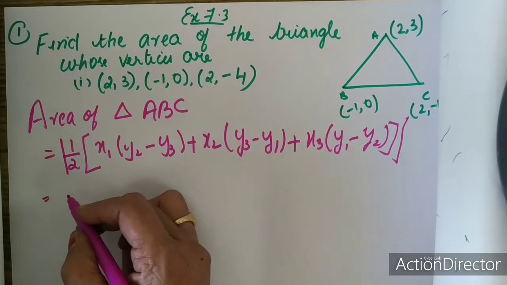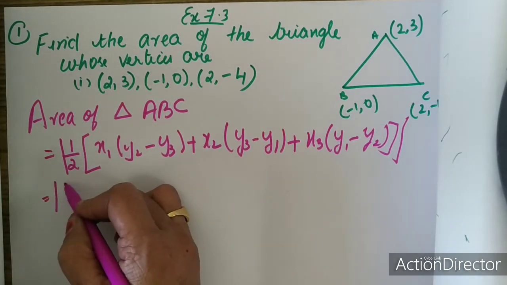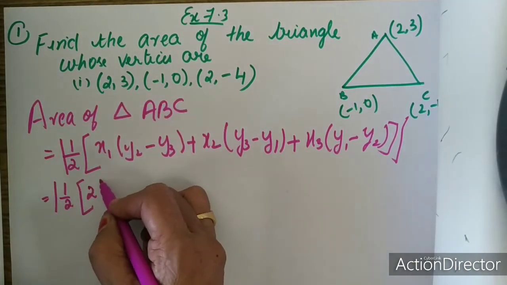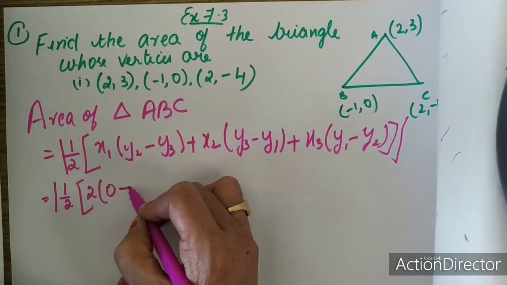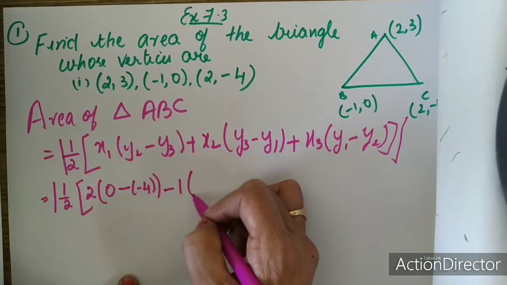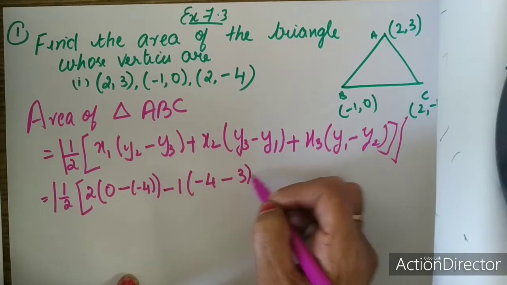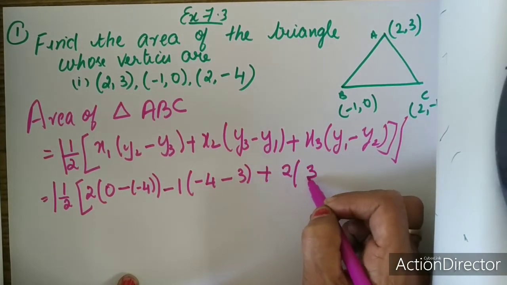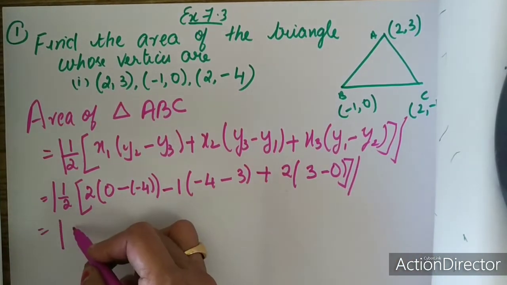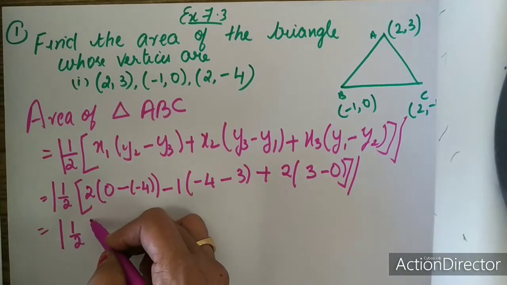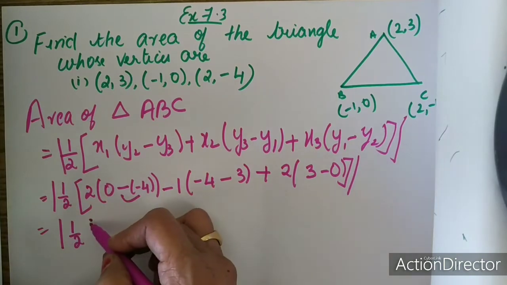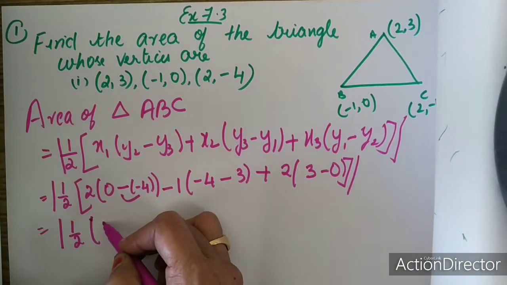Now I am going to put all the values over here. Modulus of half into, what is x1? x1 is 2 and y2 is 0 minus of minus 4. Minus 1 into minus 4 minus 3 plus 2 into 3 minus 0. So this is equal to modulus of half into, what is 2 into 4? Minus into minus will become plus. So 2 into 4 will become 8.